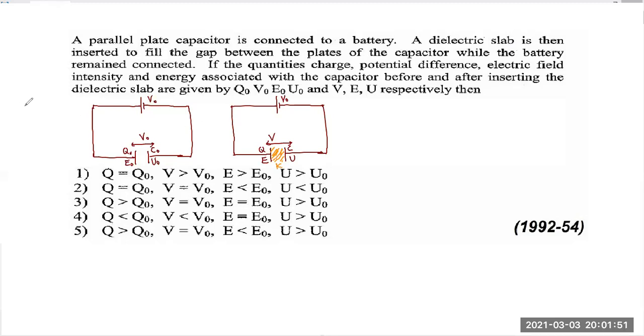Q naught equals C naught V naught. C naught equals A epsilon naught over D. U naught equals half Q naught V naught, because this is the easier method. And E naught, the electric field intensity, is voltage divided by distance between the plates. Distance between plates is not given. We'll take it as D, and let's assume that it doesn't change because they have not mentioned that it's changing. So it's D, here also it's D. These are the four equations, four comparisons we're going to do.